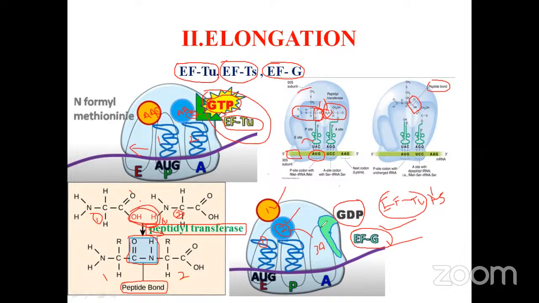Now the fourth amino acid comes, and a bond forms between the third and fourth. Now translocation takes place. Next, which amino acid comes? Fifth. After the fifth bond formation, translocation, then sixth, seventh, eighth, until the last, the nonsense codon. Now it reaches the nonsense codon. Is it clear? Yes, sir.